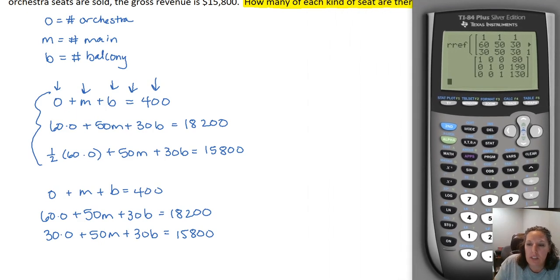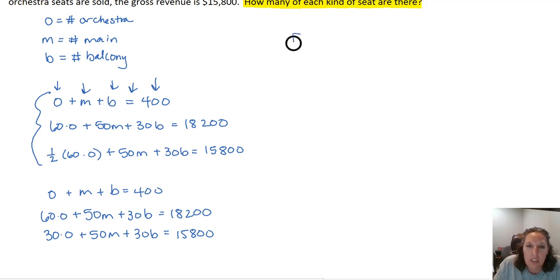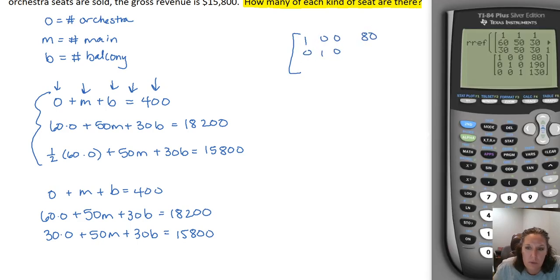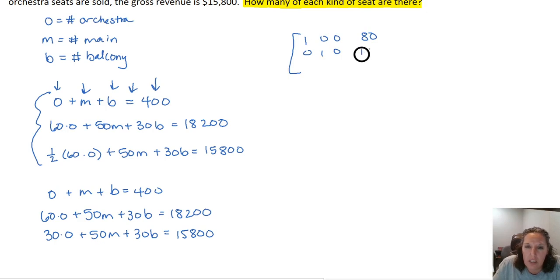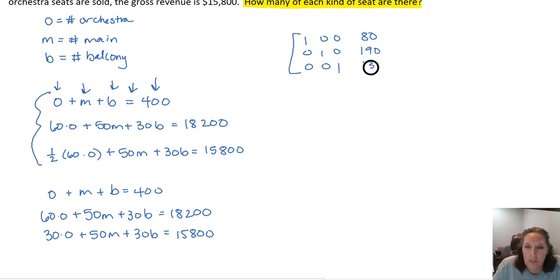In that case, we get that our matrix is going to be 1, 0, 0, 80, 0, 1, 0, 190, and 0, 0, 1, 130.